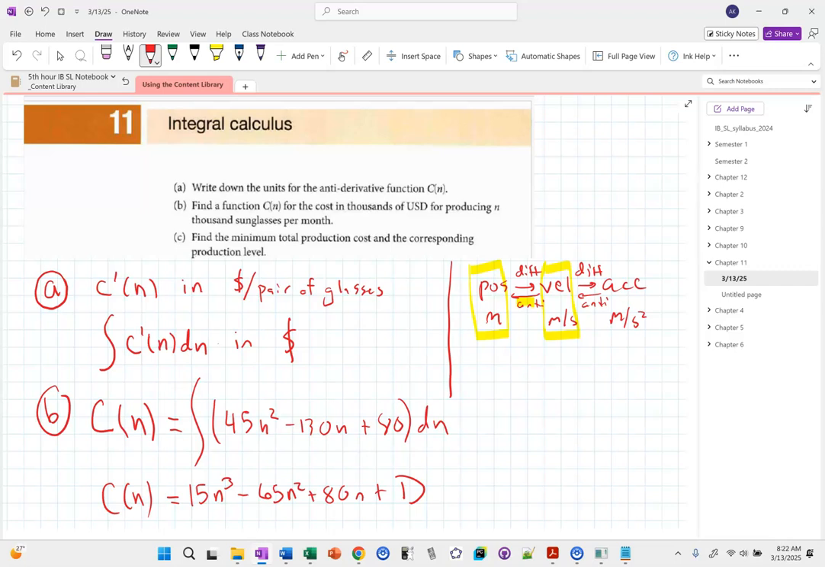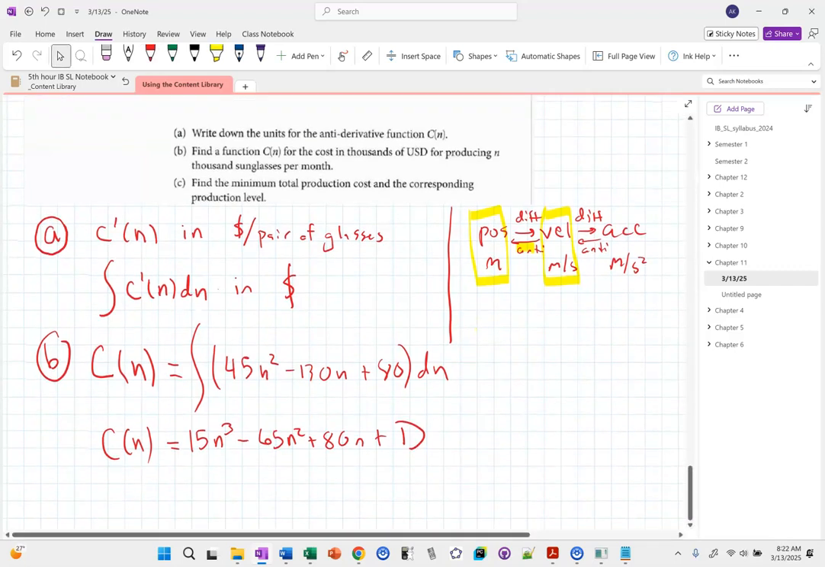Everybody's okay with D? Should we do K for constant, like we're in Germany or something? We use a K instead of a C? No? D's okay? All right.